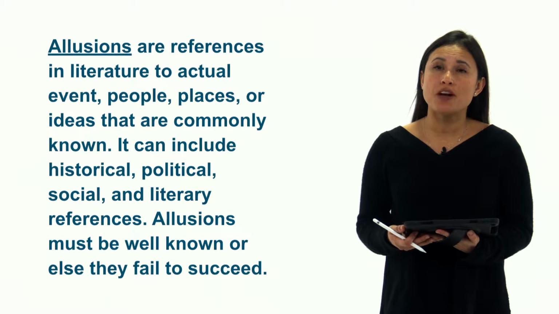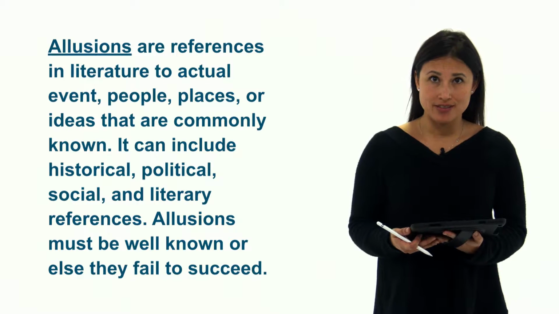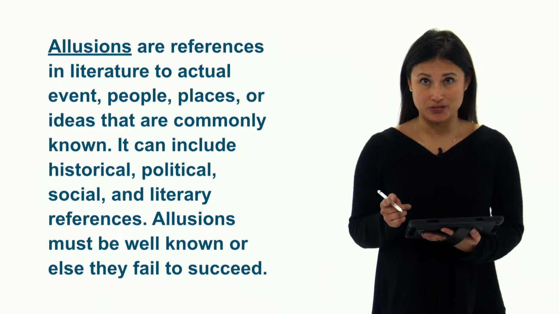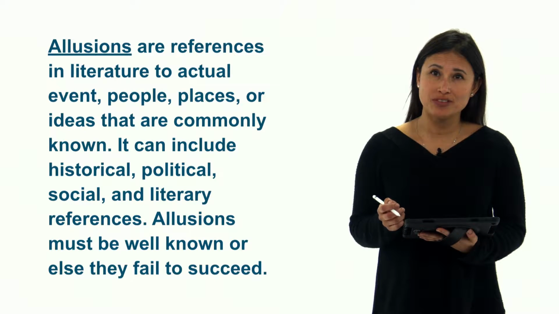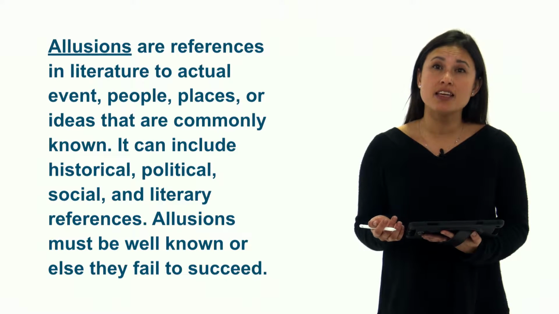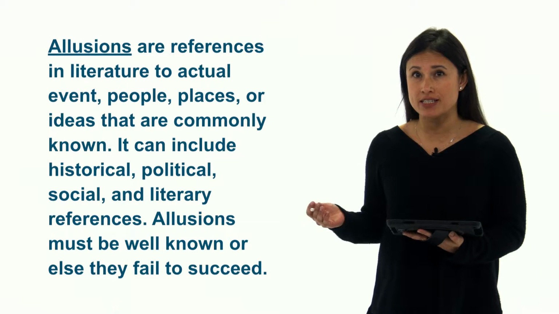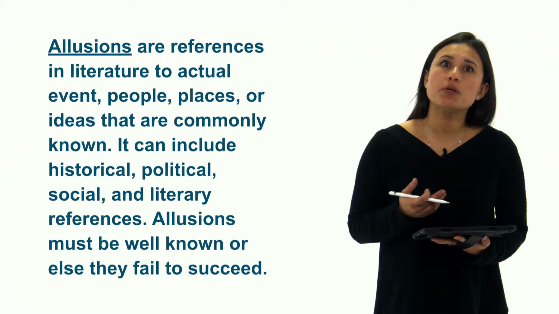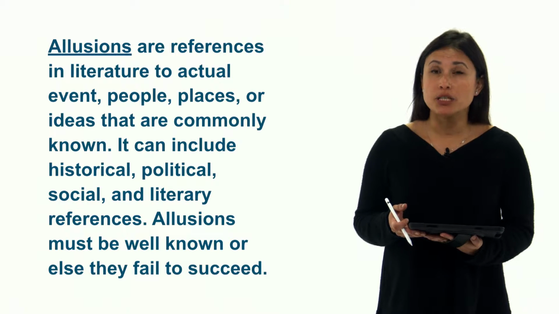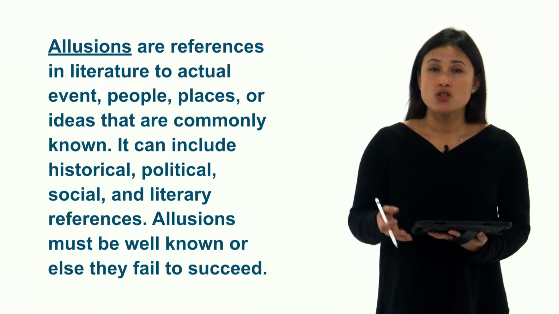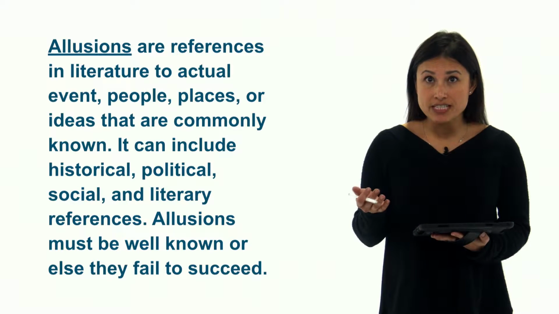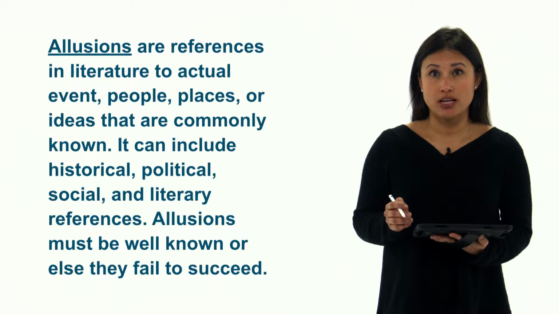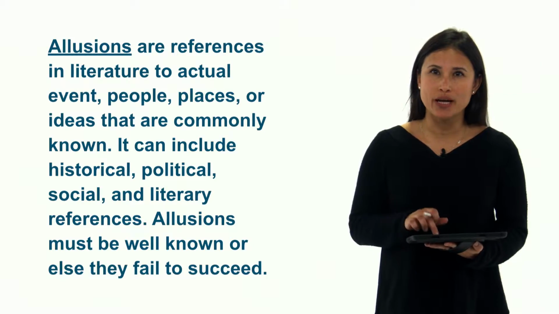Allusions. Allusions are references in literature to actual events, people, places, or ideas that are commonly known. And this is the significant part of allusions. If they're not commonly known, then an allusion fails to succeed because the author only uses an allusion to reference something that he or she assumes the reader already knows or understands. These could be references to historical events, political revolutions or figures, social constructs, literary references to other authors, other books. Allusions must be well known in order to succeed, or else the reader will miss the whole point.